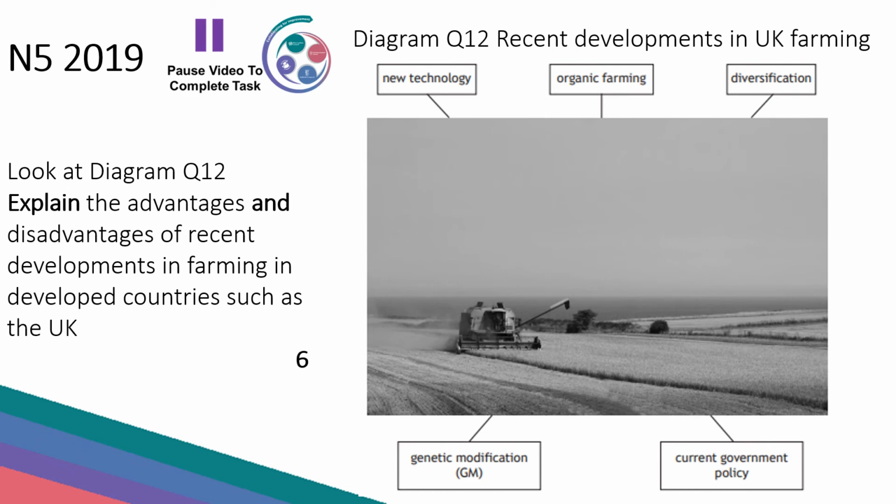So the question was from 2019. You can pause the video here and complete this question and then check it in a second or two when we move on. You can see the question is for 6 marks, so 6 different points. You have some clues around the stem, around the picture here, to help you with it. So we've got new technology, organic farming, diversification, GM crops and current government policy, which are all things you could talk about, but some of which you need to say more than once because it's a 6 mark question. You have to explain advantages and disadvantages, and you need to do both to get full marks, so probably only 4 marks will go for either the advantage or disadvantage section.